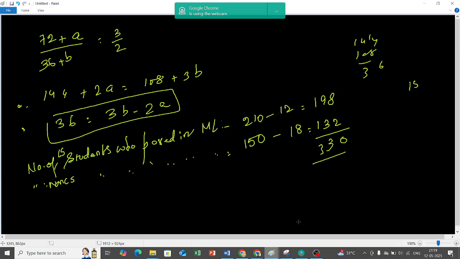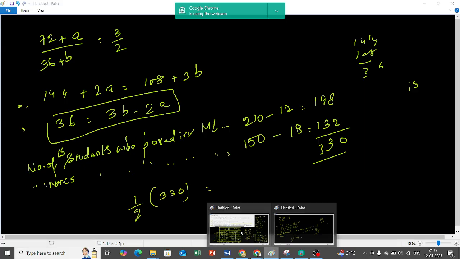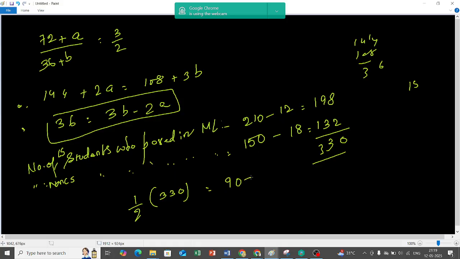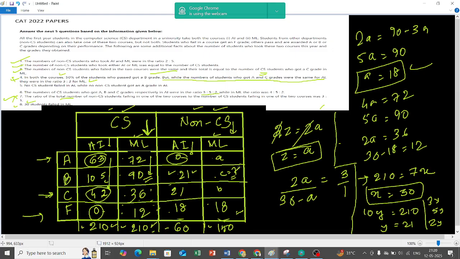50% of the students, so half of this is the number of people who got B grade. So B is 90 plus C, right? So 165 minus 90 is equal to C. Find out C. 75.